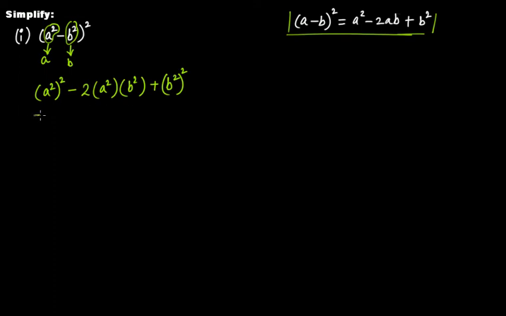If you solve it, this becomes a raised to 2 multiplied by 2, minus 2a squared b squared, plus b raised to 2 multiplied by 2. This becomes a raised to the power of 4 minus 2a squared b squared plus b raised to the power of 4.